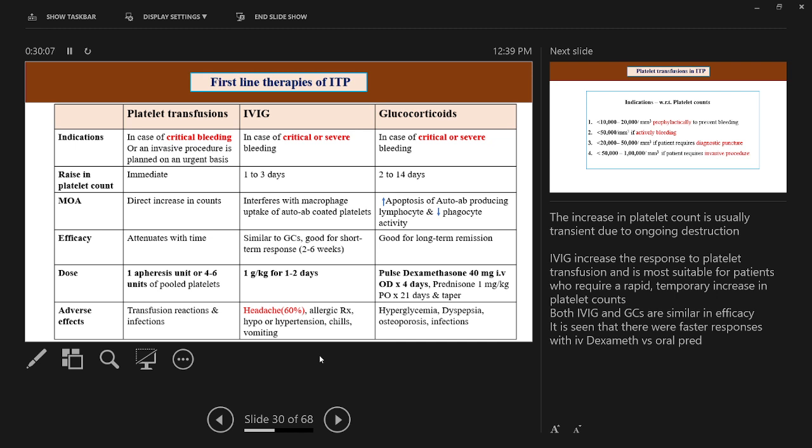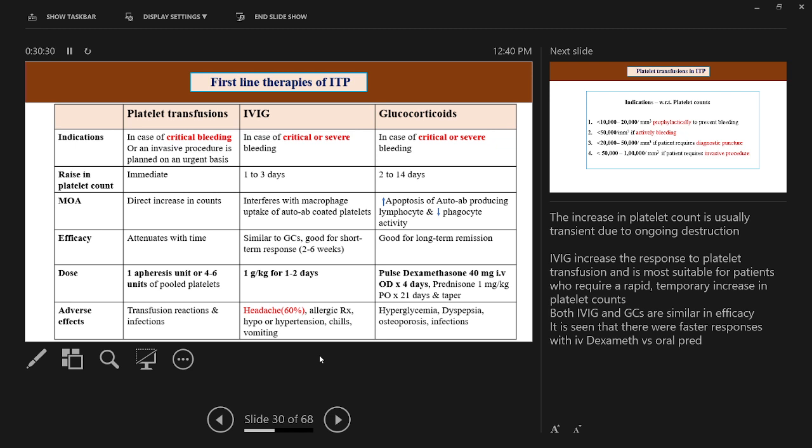The efficacy of IVIG and glucocorticoids are similar, but it is said that short-term remission is better with IVIG, whereas long-term remission is better with glucocorticoids. The dose is 1 gram per kg for 1 to 2 days. And since many patients require the IVIG therapy in the ED, you have to remember that the most common side effect is headache, which is seen in 60% of the patients.